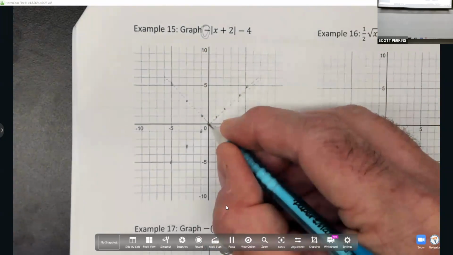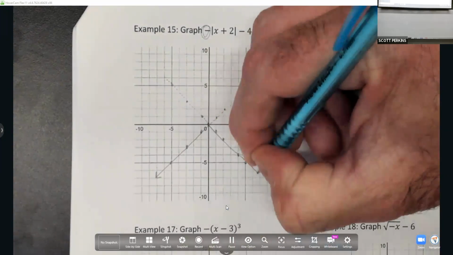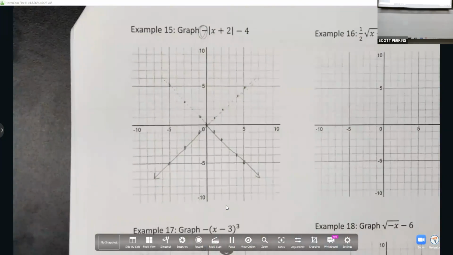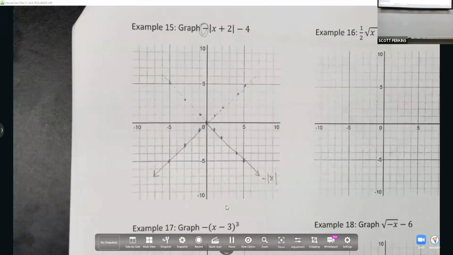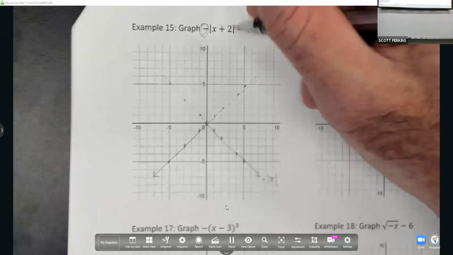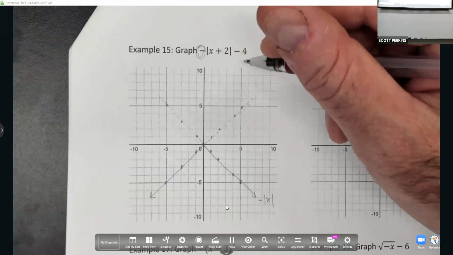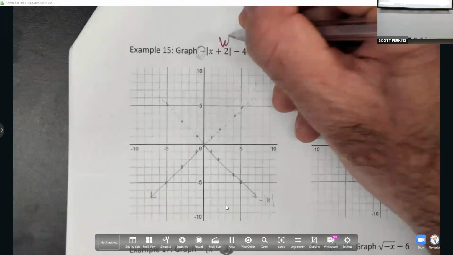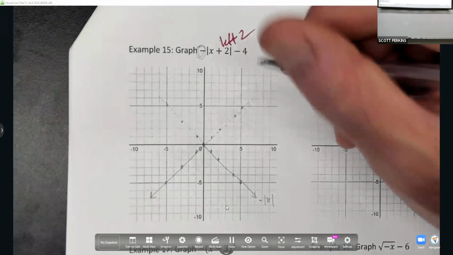And so I'm going to outline this one so you can see it. That's the negative absolute value graph. I'll label it so that when you look at your notes later, that's the negative absolute value of x graph. And now I'm going to follow the rest of the instructions. So what does the +2 tell me to do to that negative graph? Okay, that says go left 2. What does the -4 say to do?